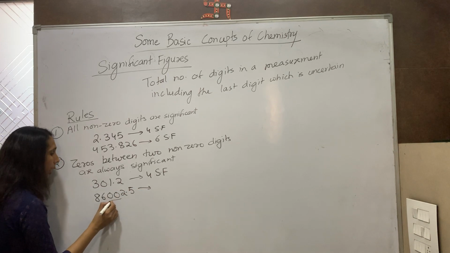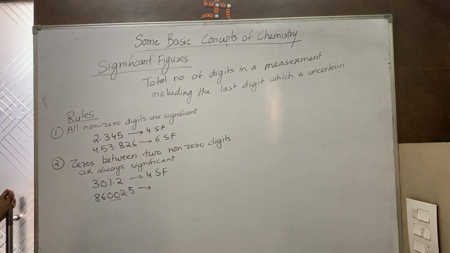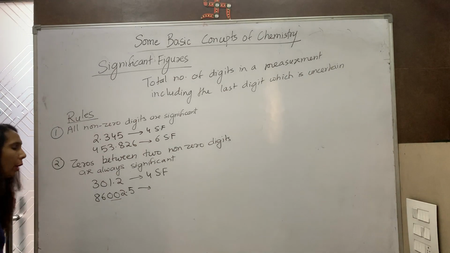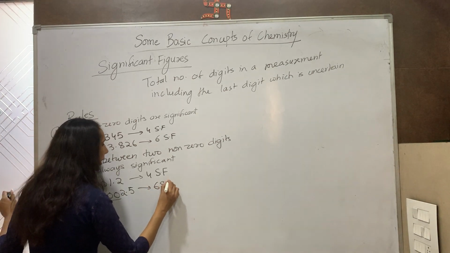You can see 2 zeros are between non-zero digits, so they are significant. The number of significant figures will be 6.